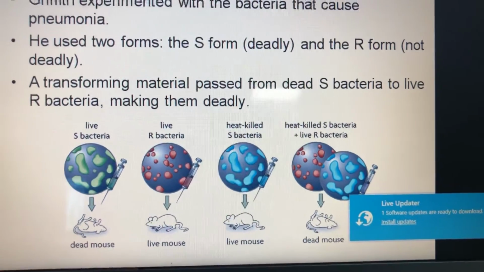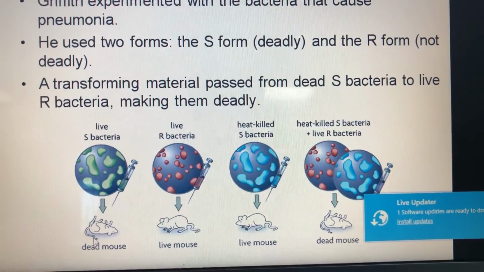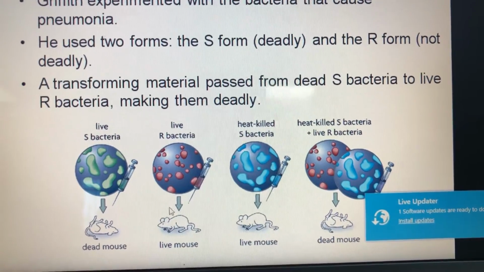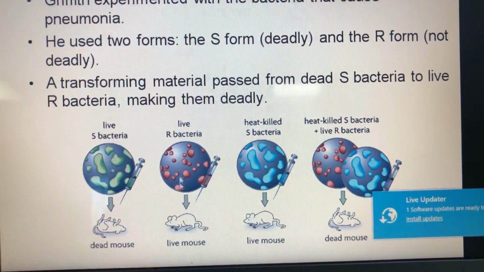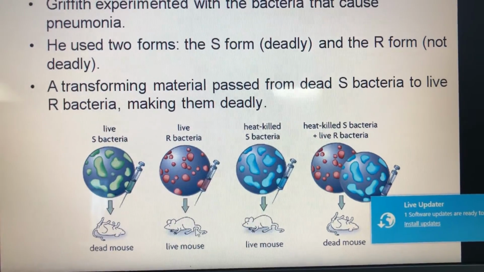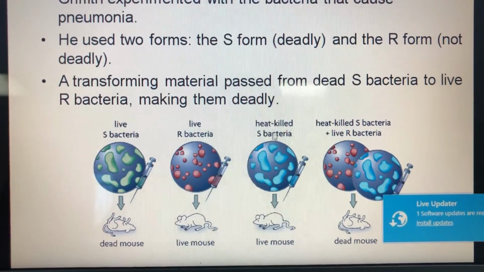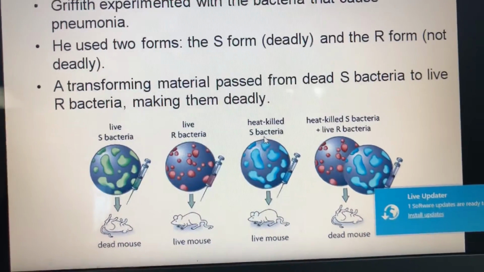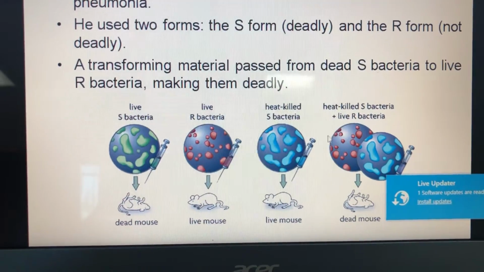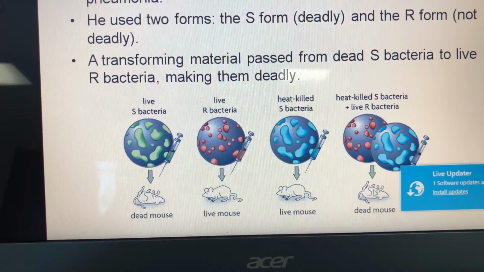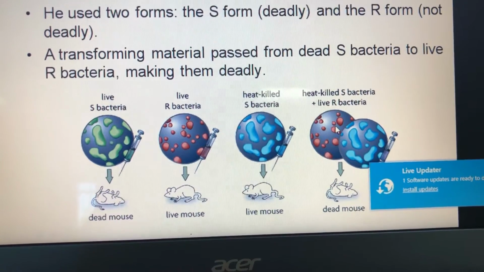He used different mice. He injected the first mouse with the pathogenic bacteria, and the mouse, as a result, died. Then he injected the R strain, which is non-pathogenic, in another mouse, and the mouse stayed alive. After this, he took the S strain and killed the S bacteria by heat. Then he mixed it with the R bacteria and injected them together into another mouse. He found a surprising result, which was that the mouse died.